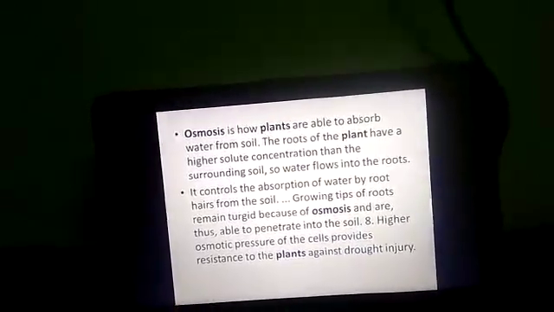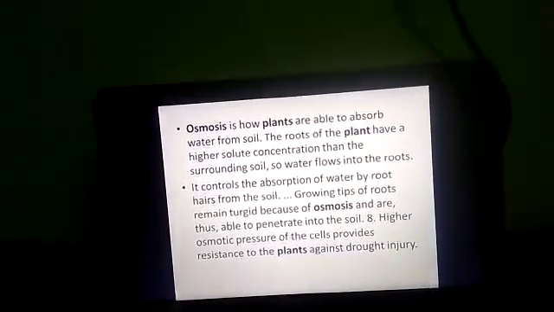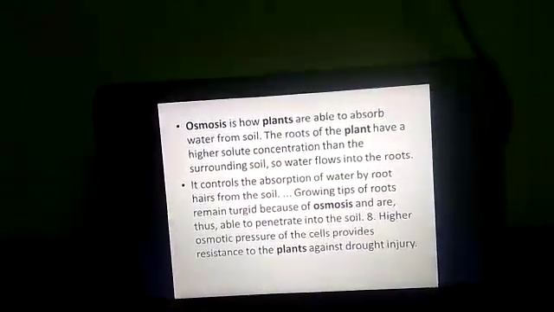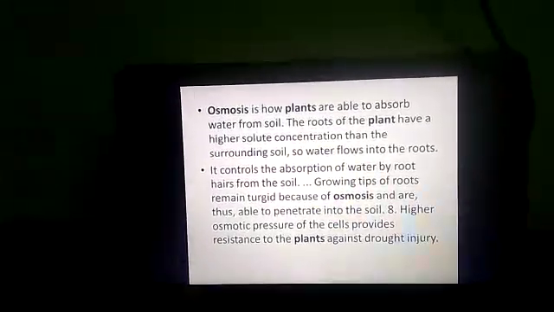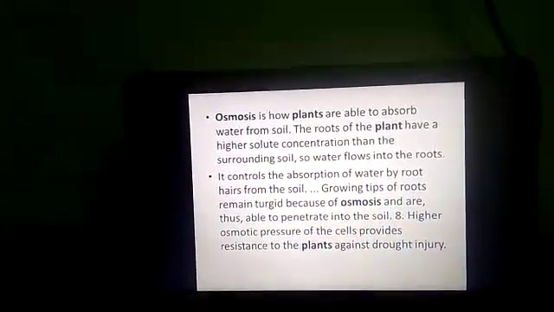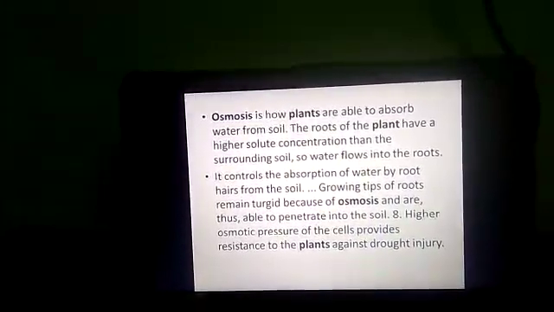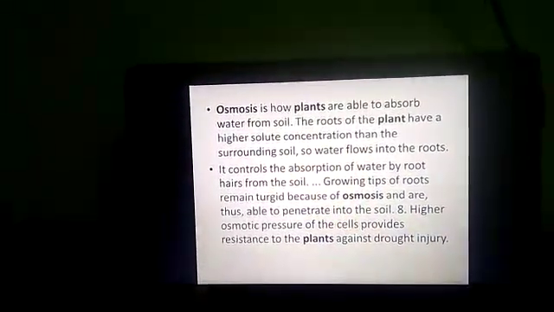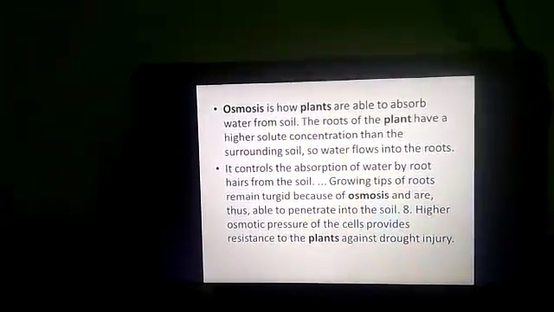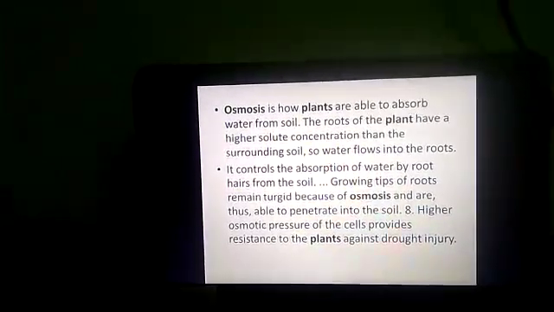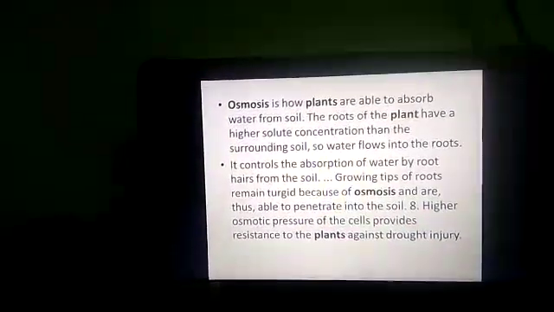Here the roots of the plant have higher solute concentration than the surrounding soil, so the water flows into roots. This controls the absorption of water by root hairs from the soil. Growing tips of roots remain turgid because of osmosis. Turgid meaning hard, and are thus able to penetrate into soil.